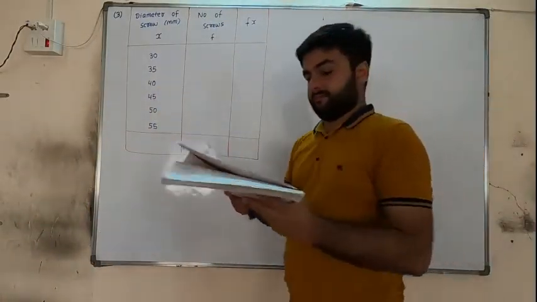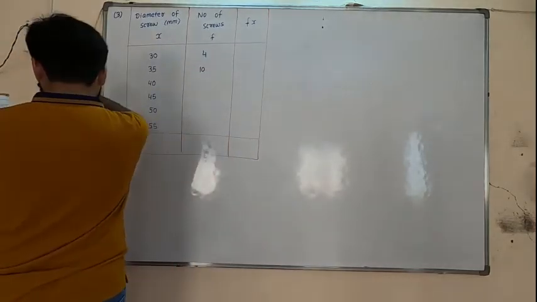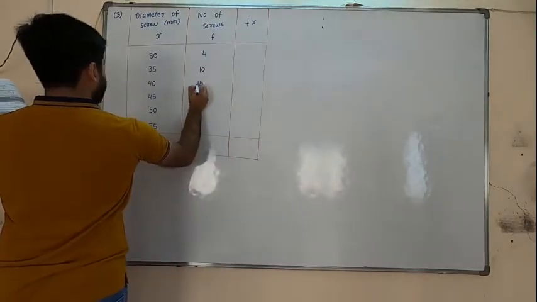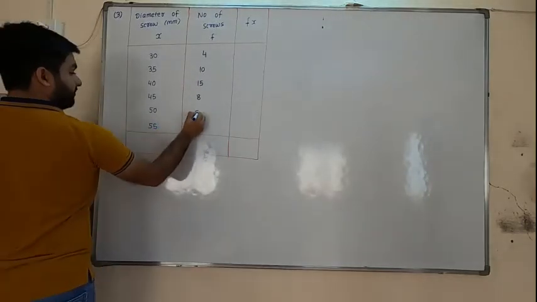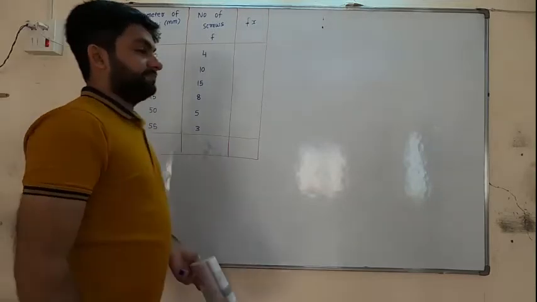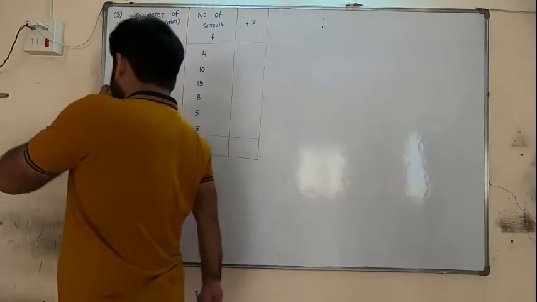Now frequency: 4, 10, 15, 8, 5, 3. Now friends, which column's total is required?